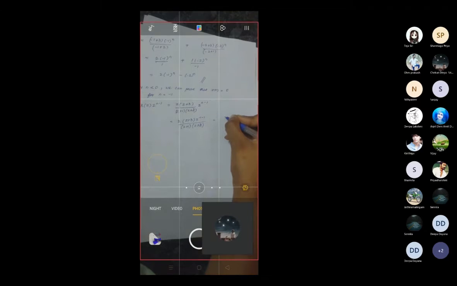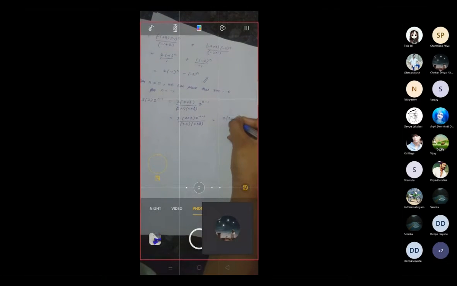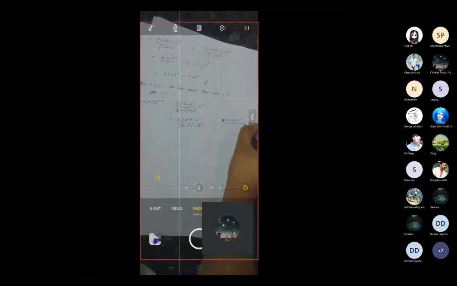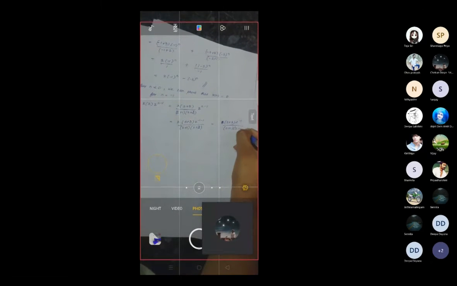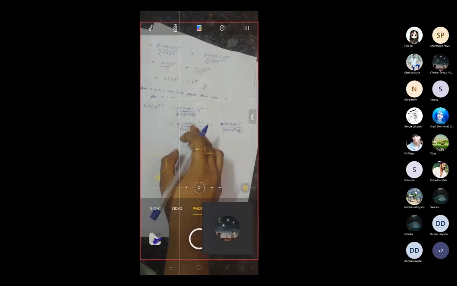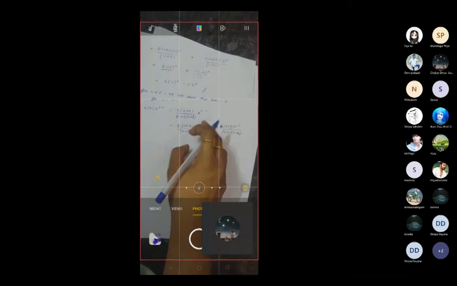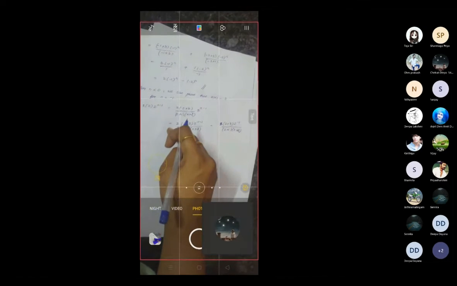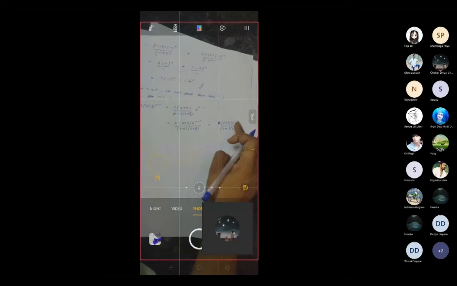So which is nothing but z into z plus 3, and this z and one z inverse will get cancelled. You will get z inverse divided by z plus 1 into z plus 2. Here you have z inverse into z inverse. Okay, so one z inverse, this z will get cancelled. You will get only z inverse.